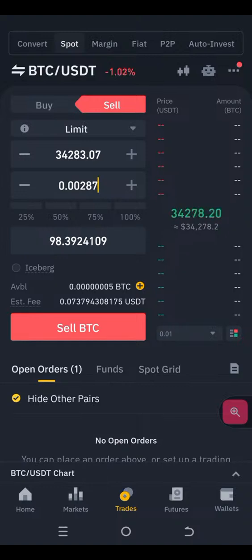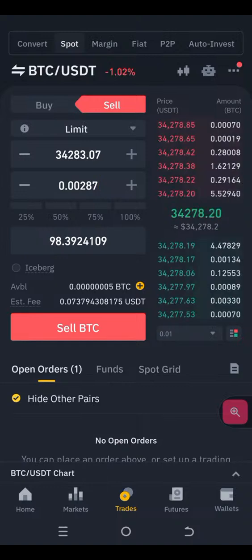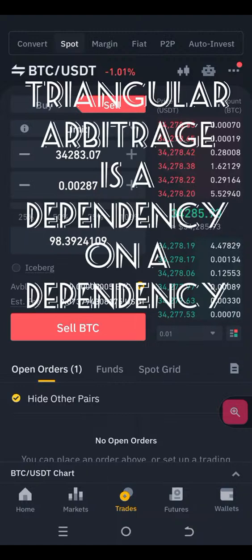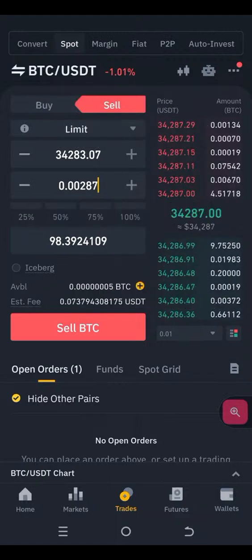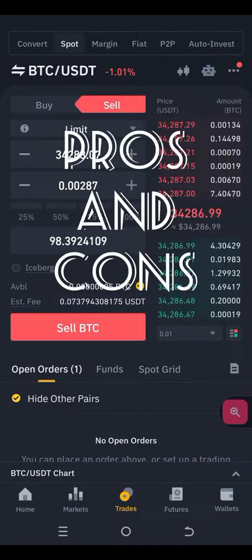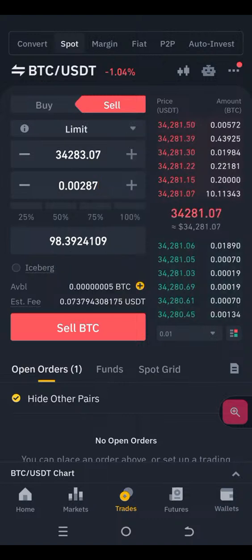Now, let me tell you something about triangular arbitrage. It's a dependency on a dependency. You have to understand the pros and cons of triangular arbitrage. The pros and cons include the fact that you'll have to wait to get a signal, and then when you get that signal, you have to do what I call a deep dive simulation. It depends on whether you're able to make profit instantly or at least within the next 4 to 6 hours. Now, if that doesn't happen, you have to wait for a couple of days.